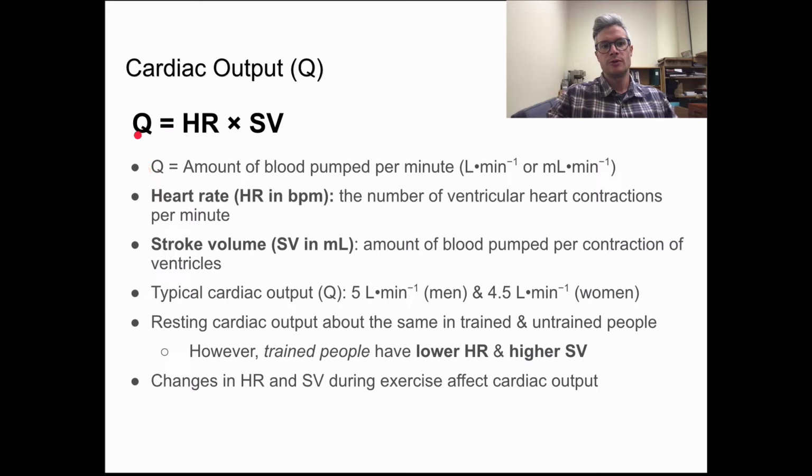So Q is just a shortened version for cardiac output, and it's equal to the heart rate, or someone's heart rate, multiplied by their stroke volume. So the stroke volume is the amount of blood pumped out of the heart per contraction by the ventricles. Okay, so just thinking about the ventricles only again when we're speaking about stroke volume.